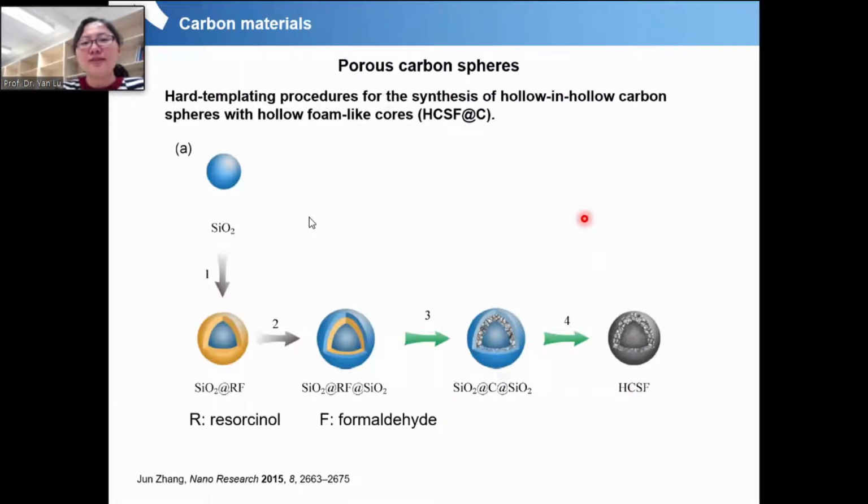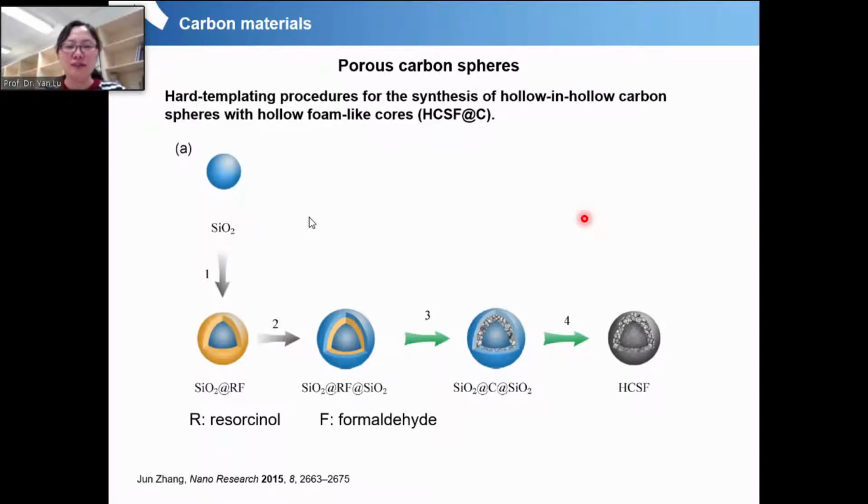And I will give you some examples of what kind of research work has been done based on carbon materials. The first example is based on porous carbon spheres. In this case, the authors used a hard templating approach to synthesize hollow carbon spheres. They made a kind of architecture that is not only a thin-layer hollow carbon, but layer by layer, a hollow-in-hollow carbon sphere.